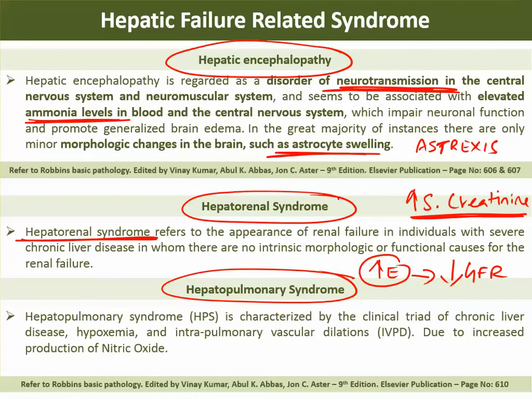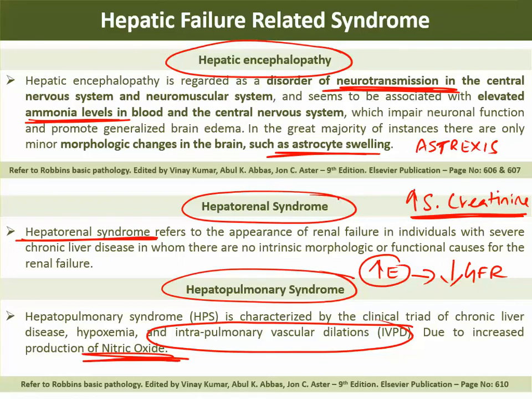Now coming to the hepatopulmonary syndrome, because of liver failure, respiration is affected. Respiration is affected because of intrapulmonary vasodilation due to increased nitric oxide. That produces more pulmonary pressure, so the patient cannot breathe. So these are the three syndromes which you should know very well. The most important thing is that all these three happen because of liver failure.